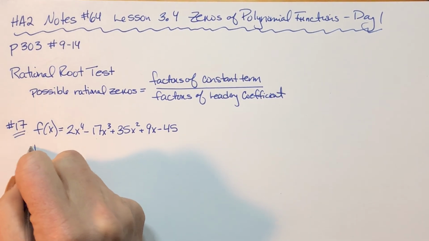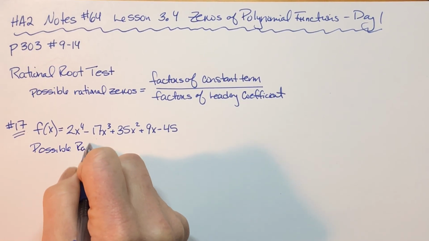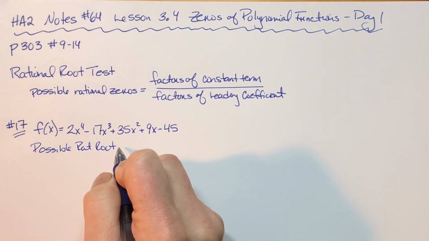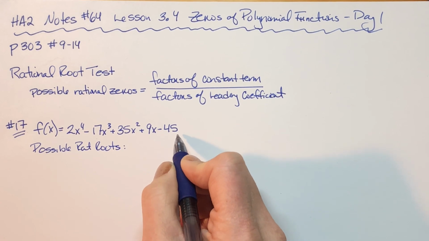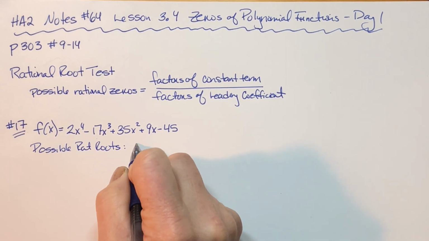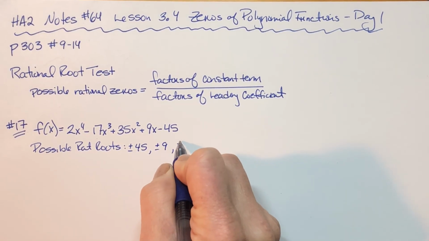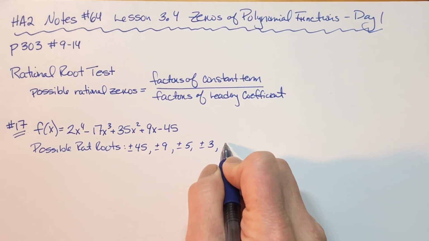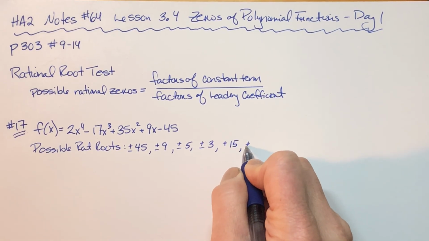So let's find all our possible rational roots. Remember, rational means you can write it as a fraction. All right? So let's see. All the factors of the constant term. So think about the factors of 45: plus or minus 45, plus or minus 9, plus or minus 5, plus or minus 3, plus or minus 15, and plus or minus 1.